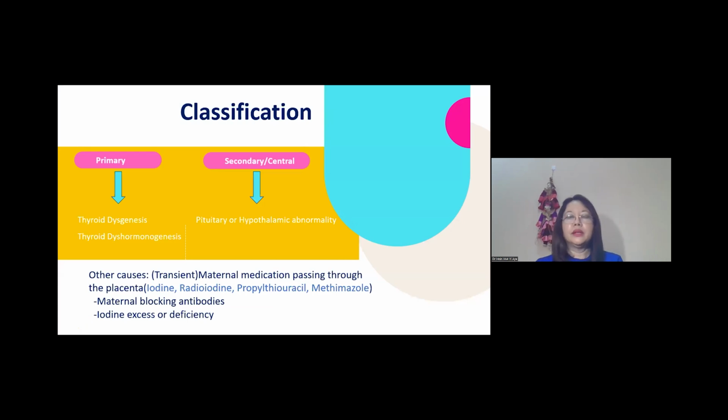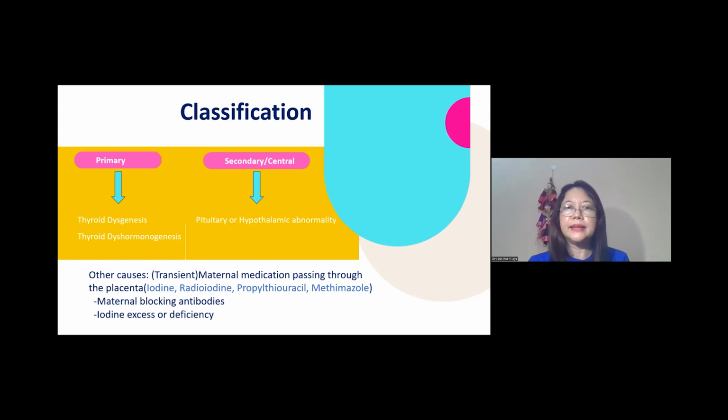So what might be the causes of congenital hypothyroidism? It is mainly due to primary causes, secondary causes, and other transient causes. The primary causes include thyroid dysgenesis and thyroid dyshormonogenesis. Secondary causes include the central causes, a condition that affects the brain, so that is a pituitary or hypothalamic abnormality. And other causes might be transient, due to maternal medication passing through the placenta, maternal blocking antibodies, or iodine excess or deficiency.